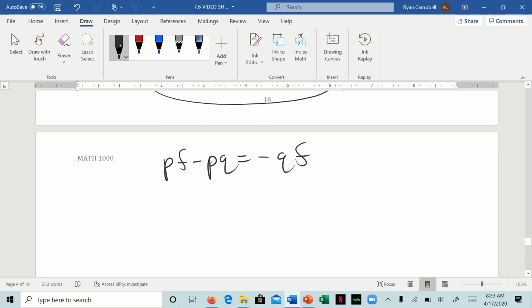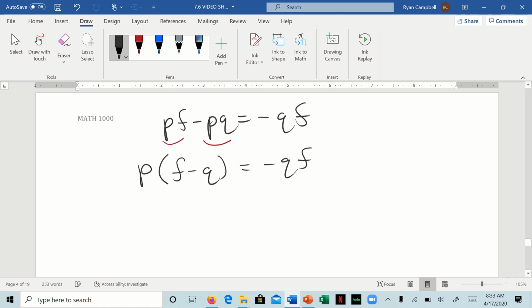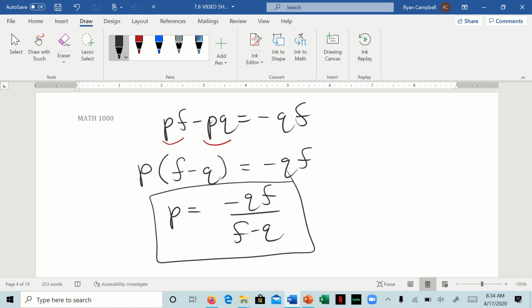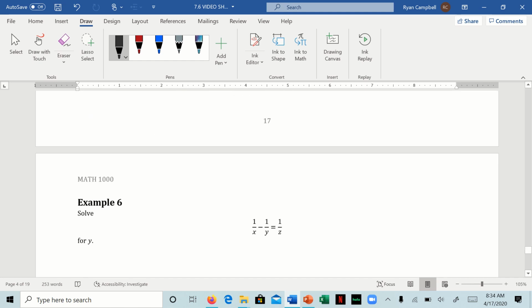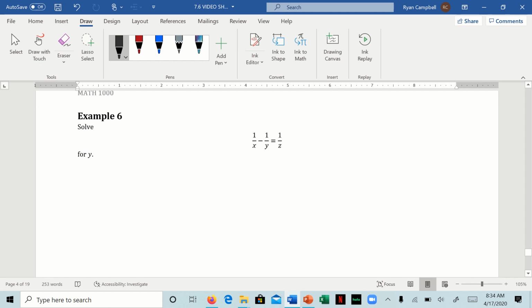Unfortunately, there's a p here and there's a p here. How can we make it to where there's just one p? Since they both have a p in common, we can factor out a p. So we factor out a p, we get p times f minus q. If we divide this by p, this is what we get. That might have been challenging for some of y'all, so let's do it again.